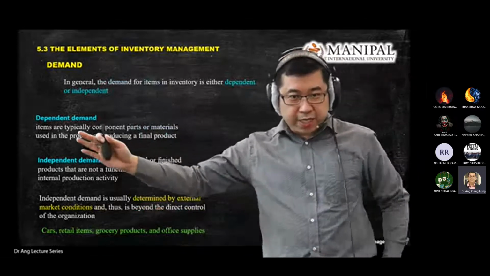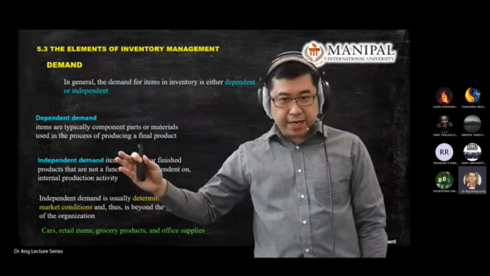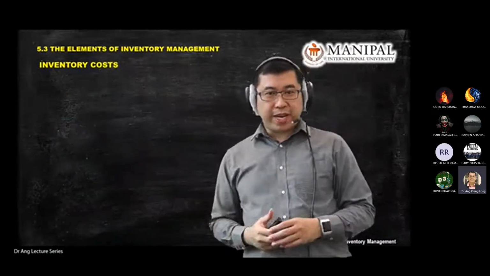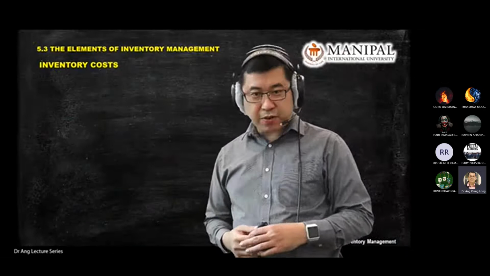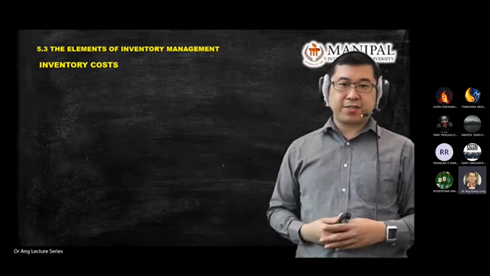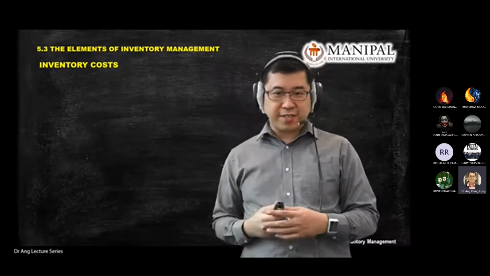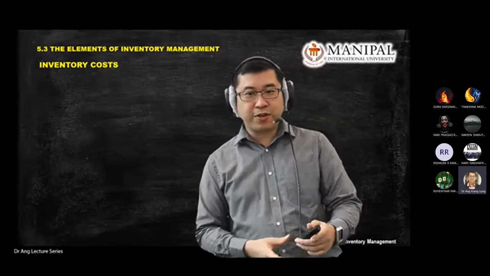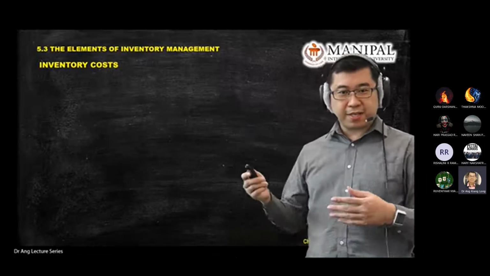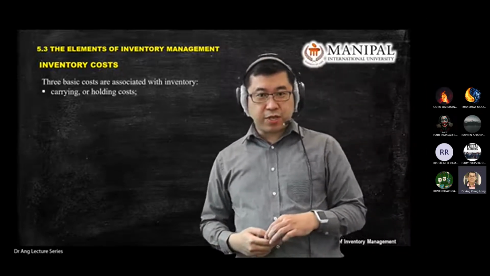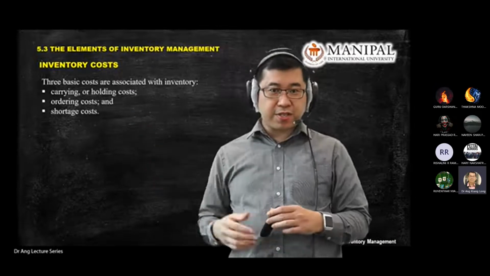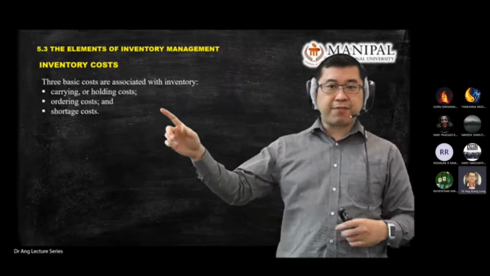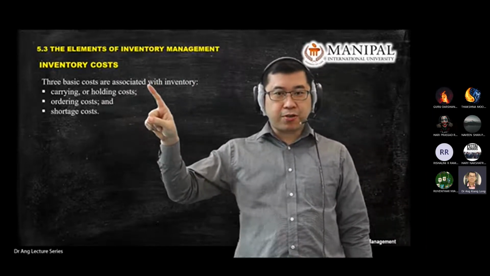Okay, so just now we stopped at independent demand and dependent demand. Now we look at cost, right? In inventory cost, in business, cost is something that you will talk about in almost all your management meetings. So there are three costs inside inventory management. In chapter 5, you'll talk about three types of costs here.